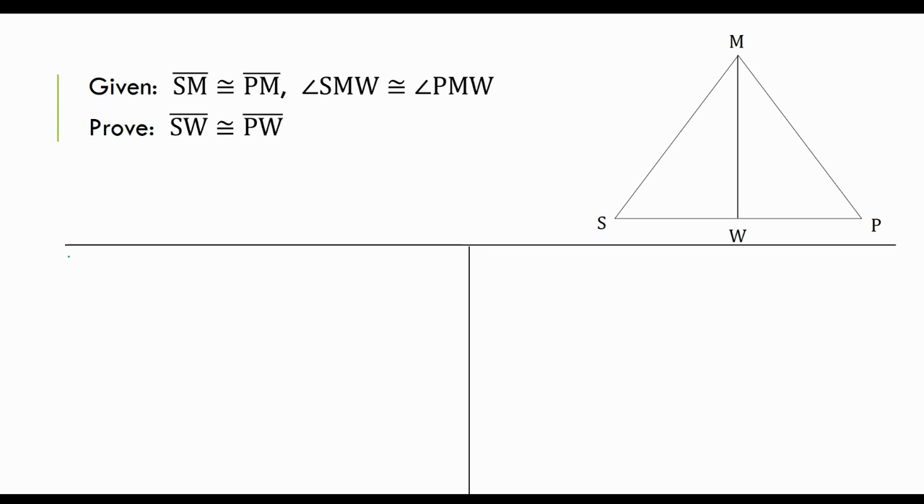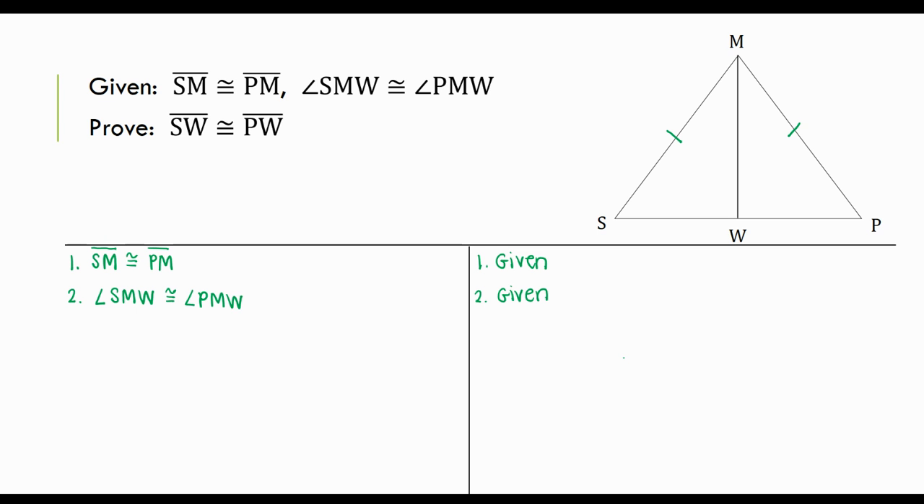So I'm going to go ahead and write down my first given, that the segment SM is congruent to the segment PM. That was given information, and I'm going to mark it in my picture. SM, I get 1 tick mark, so PM, I give 1 tick mark. I cannot go any further about that, so I'm going to move on to the second given. That angle SMW is congruent to the angle PMW. That is also given information.